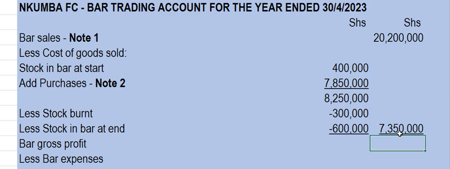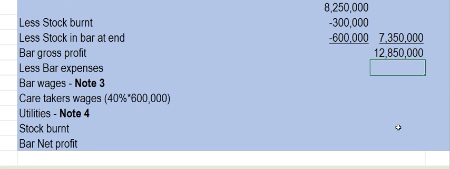7,350,000. That is the cost of goods sold. So now we can get our bar gross profit, which is the bar sales minus the cost of goods sold, and our bar gross profit is 12,850,000. Of course, we have some expenses which we have to minus.